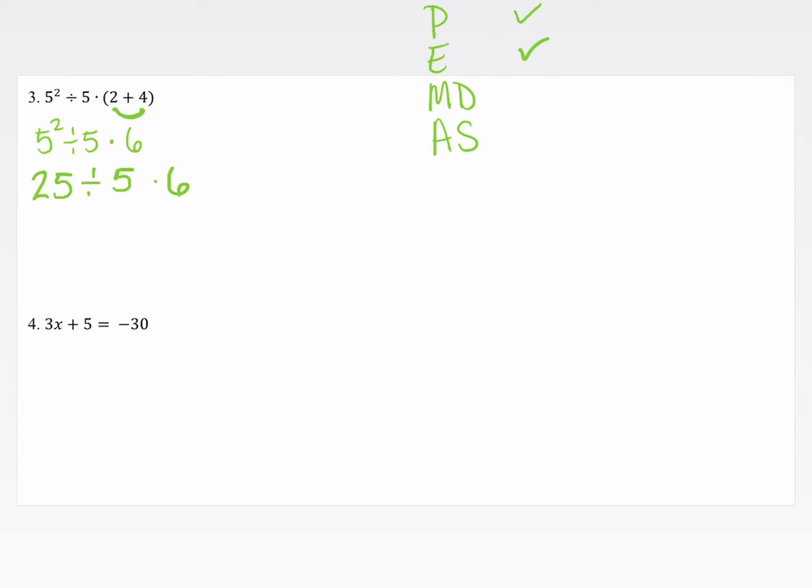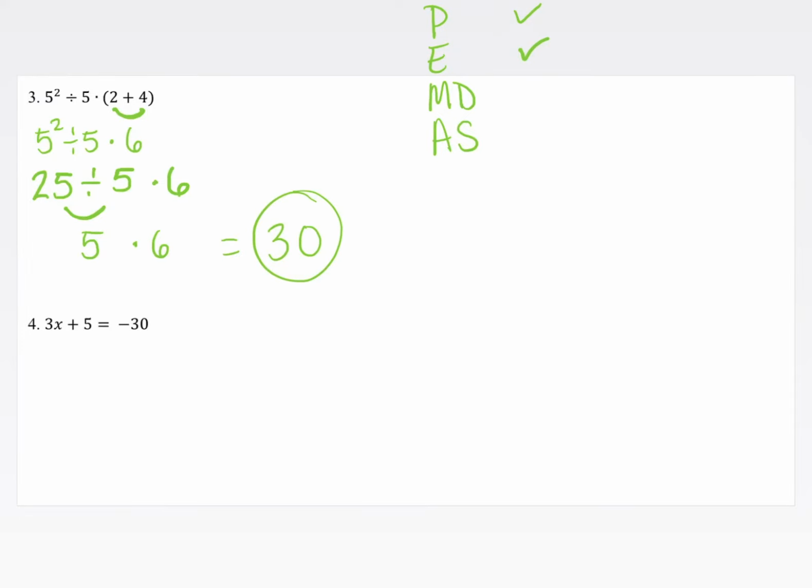Now moving from left to right, we have division and multiplication. Now we have to think whichever one comes first. Division we see before multiplication, and since those are in the same level, we're going to simplify our division first. 25 divided by 5 is 5. Bring down my times 6, and then we can simplify. 5 times 6 is 30.